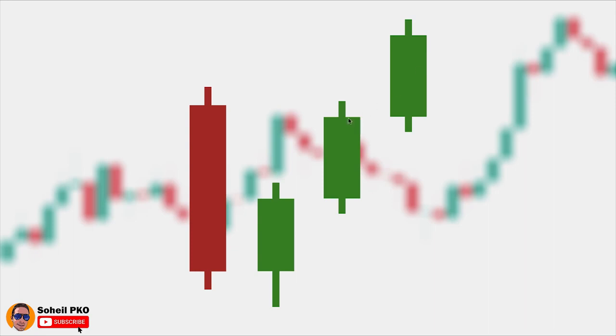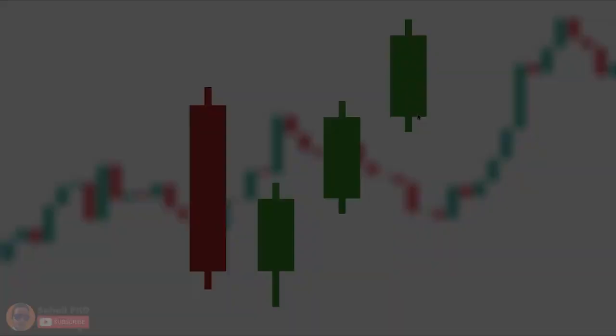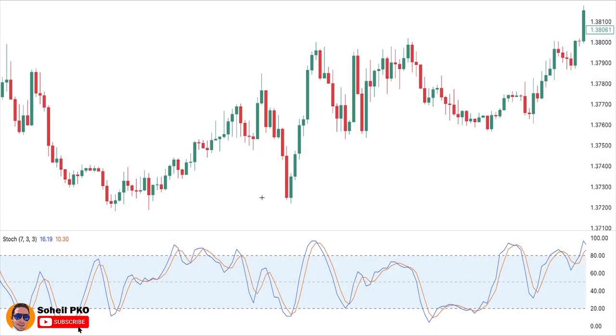The important point is that we must wait until this candle is closed, and when it's closed, based on the definition of this pattern, the pattern is complete, and we could possibly enter at the opening price of the fourth candle. Now let me show you how you can trade based on this pattern in practice.